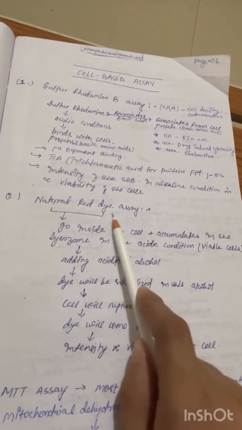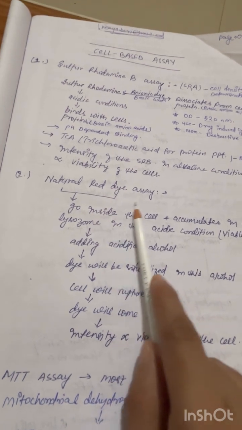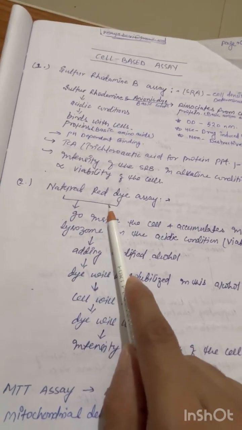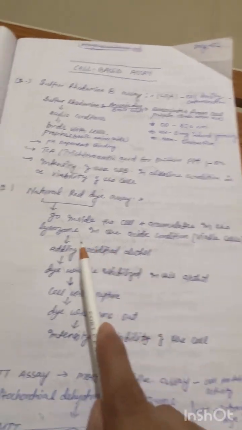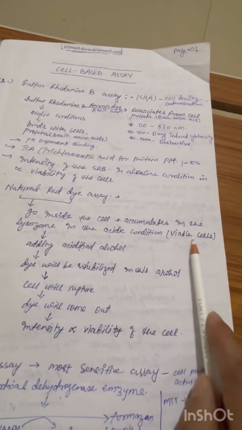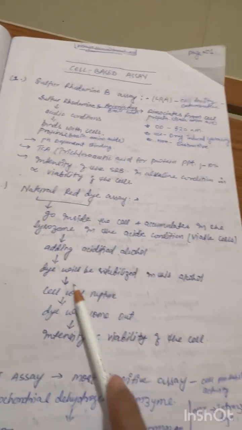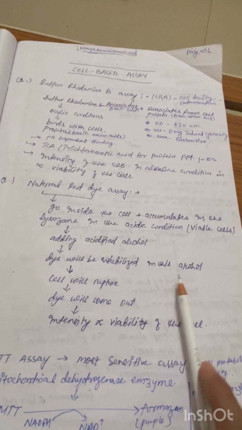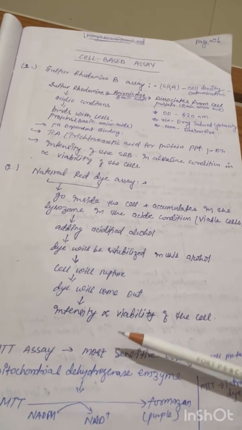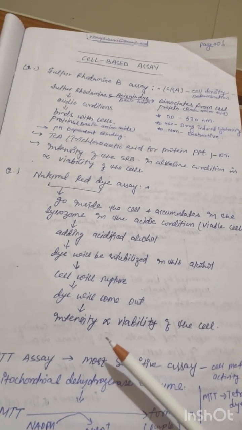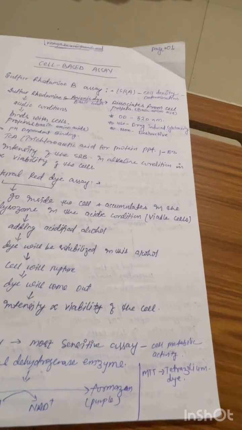Next is the neutral red dye assay. What will happen when we add neutral red dye to the cells? It will go inside the cells and accumulate in the lysosomes in the acidic conditions. After adding acidified alcohol, the dye will be solubilized in this alcohol and the cells will rupture, and then the dye will come out, and this intensity will be directly proportional to the viability of the cells.